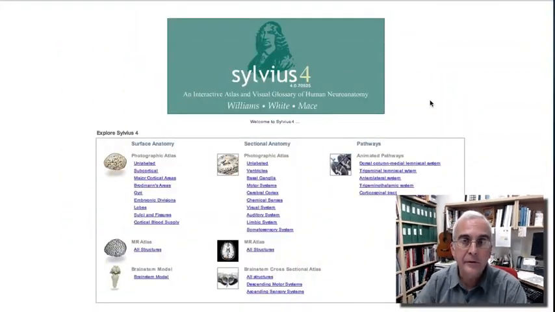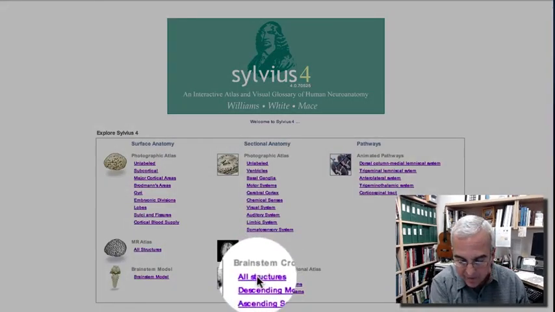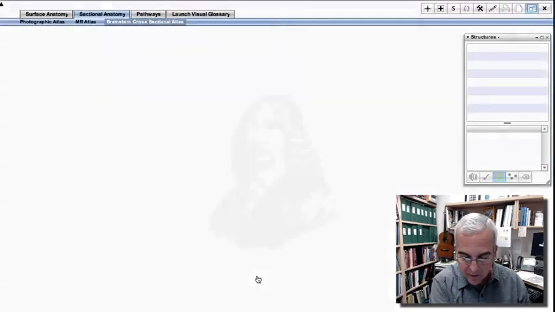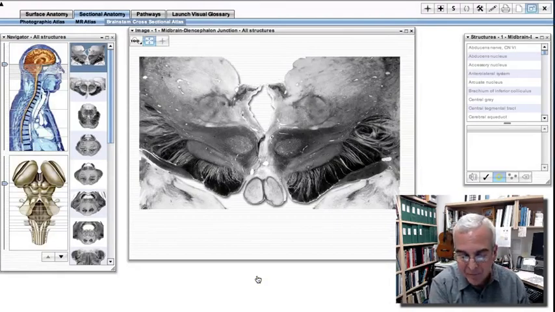Now that we know that the facial motor nucleus is found in the pons, let's actually go find it in our digital atlas of the brainstem in Sylvius 4. So I've just opened our launcher window in Sylvius 4, and I will select from Brainstem Cross-Sectional Atlas all structures. And this will open up a collection of sections that are fully segmented and annotated that will allow us to find the facial motor nucleus.